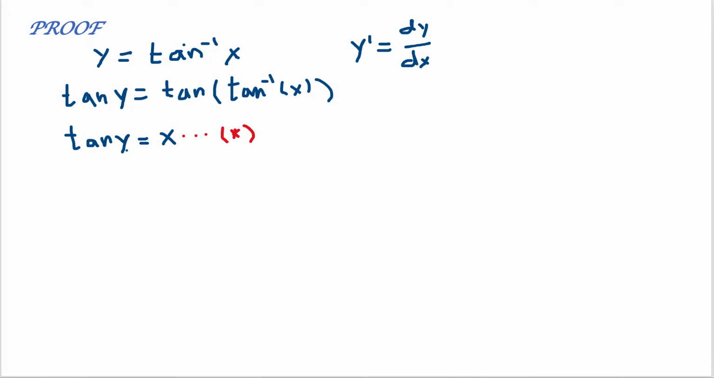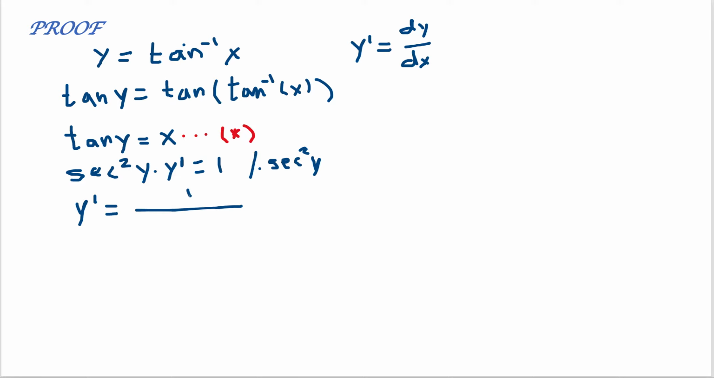But first of all, let's continue with the same color. So tangent y is equal to x, and let's take the derivative of this equation on both sides with respect to x. The derivative of tangent y is going to be secant square y times y prime, or the derivative of y, is equal to the derivative of x, which is 1. If we divide everything by secant square y, then this equation is going to look this way. The derivative of y is going to be equal to 1 divided by secant square y.